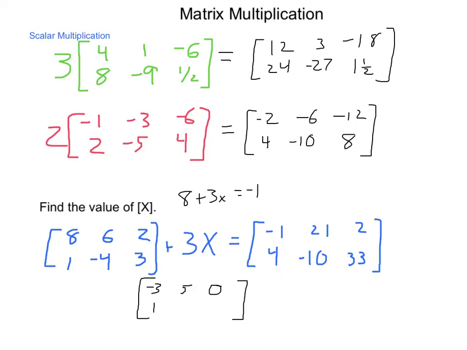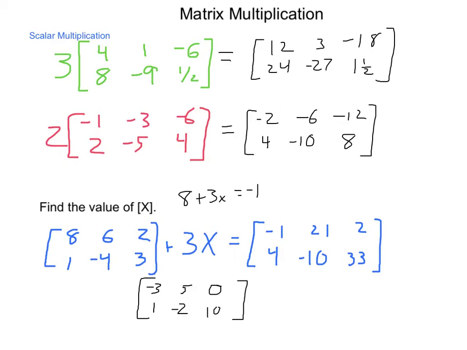Negative 4 plus 3x is negative 10. Negative 10 minus a negative 4, or plus 4, is negative 6. Divided by 3 gives us negative 2. And 3 plus 3x equals 33. We're going to take, again, this 33. Subtract the 3, giving us 30. So 3 times what equals 30? And our answer is 10. So we can find an entire matrix using scalar multiplication as portion of it.